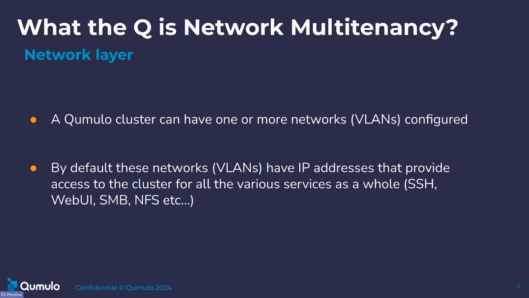So the other layer, our network layer, the most important part here. Qumulo, as you all know, can have one or more networks or VLANs that are configured on it. By default, these networks or VLANs have IP addresses that provide access to the cluster for all your various services as a whole, like your SSH, your SMB, NFS, Web UI, as well as REST and replication. So that's at the network layer.